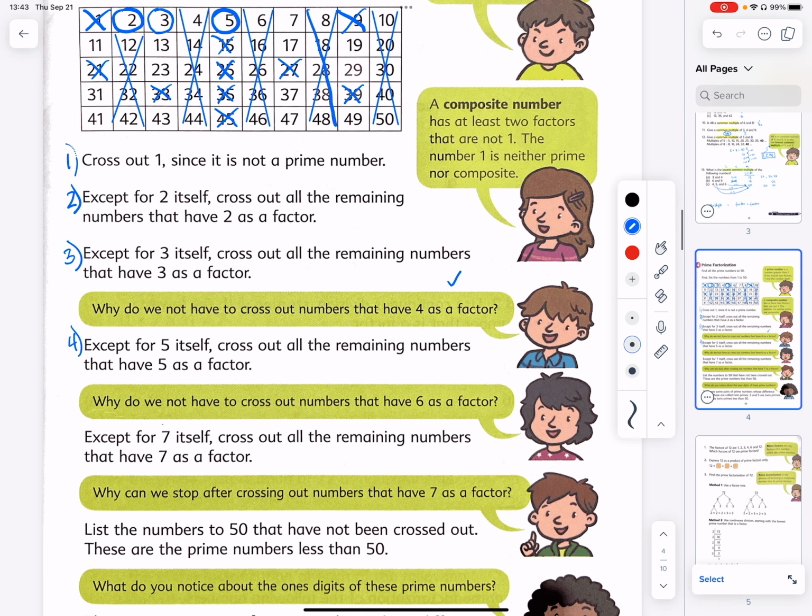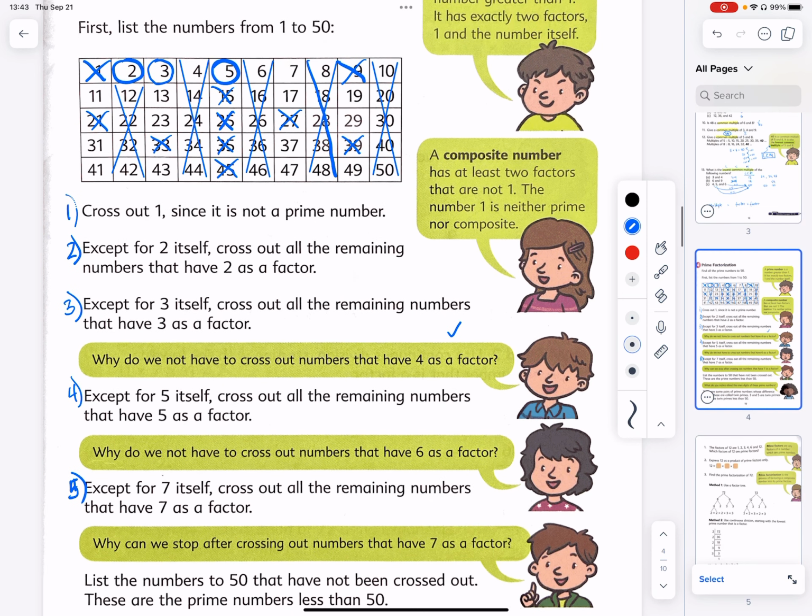Let me scroll down. Except for 7 itself, let's cross out all the remaining numbers that are multiples of 7. Let's do that. Except for 7, let's cross out 14, 21, already out, 28, already out, 5 times 7, 35, already out, 6 times 7, 42, already out, 7 times 7, 49. Let's cross that out.